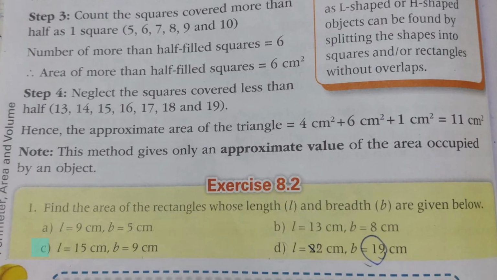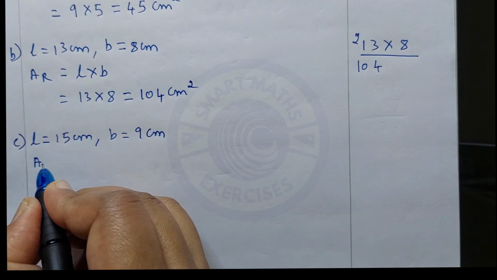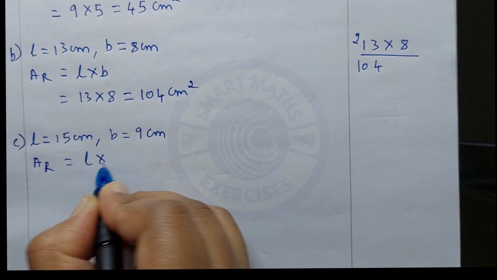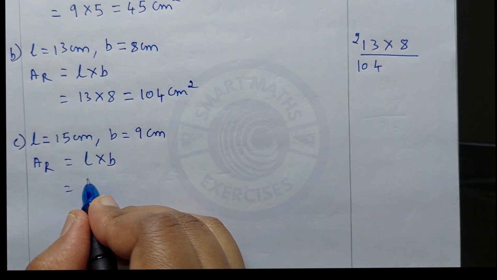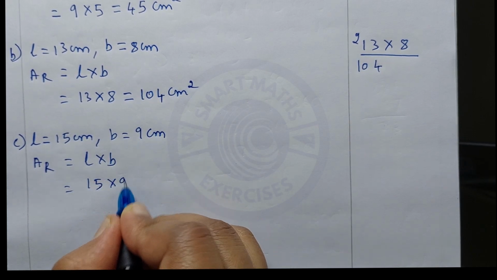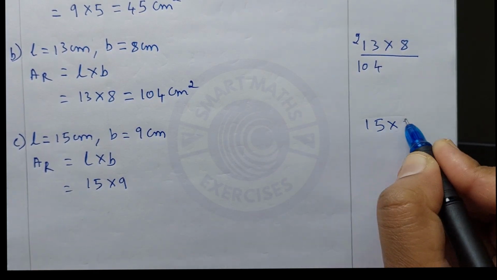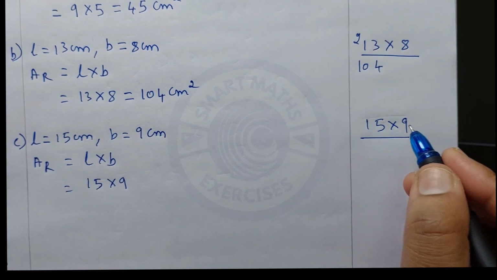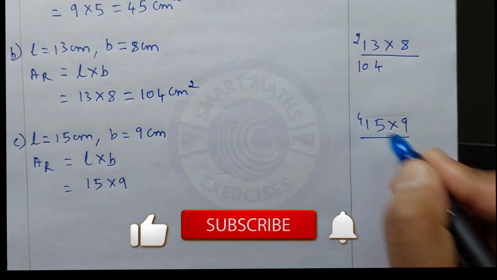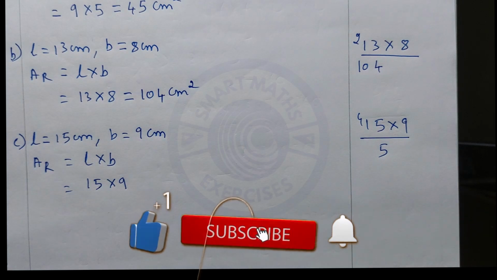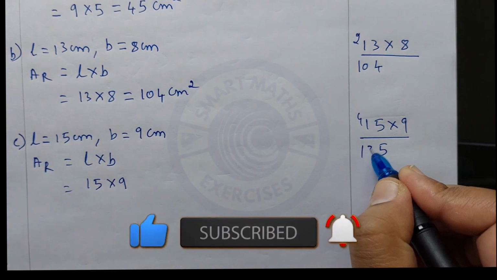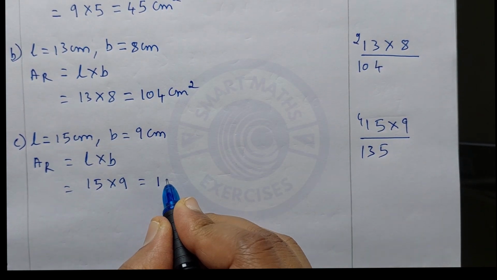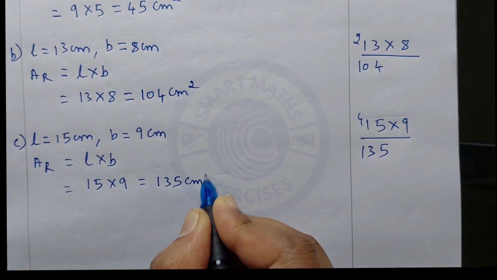Next question, L equals 15 centimeter, B equals 9 centimeter. Area of rectangle A of R equals length into breadth. Length is 15, breadth is 9. Multiply 15 into 9. 9 5s are 45. 9 1s are 9 plus 4 is 13. So answer is 135 centimeter square.